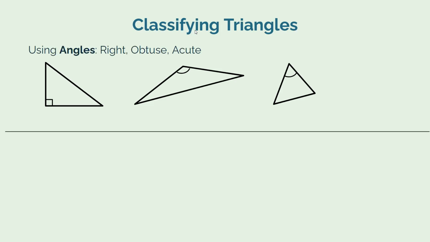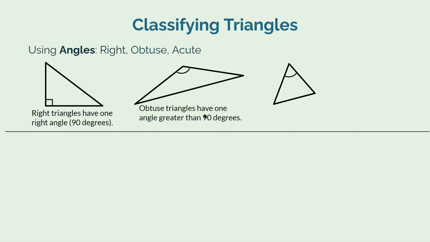Okay, so for this next slide, we're going to learn about how to classify triangles in 2 different ways. The first way you can classify triangles is using the degree measures of their angles. And there are 3 types of triangles. The first type are called right triangles. Right triangles have one 90-degree angle, and the other angles can be any value, just as long as they aren't 0.